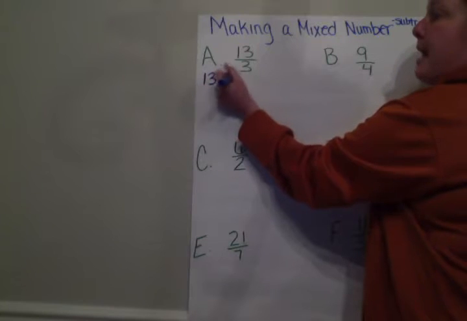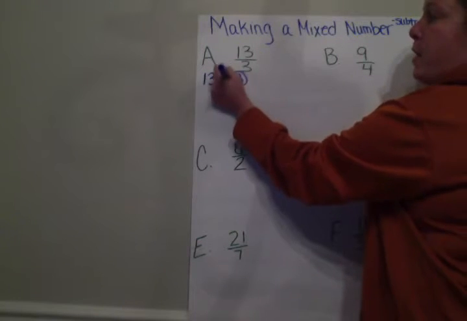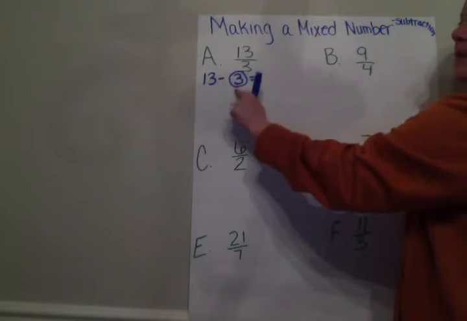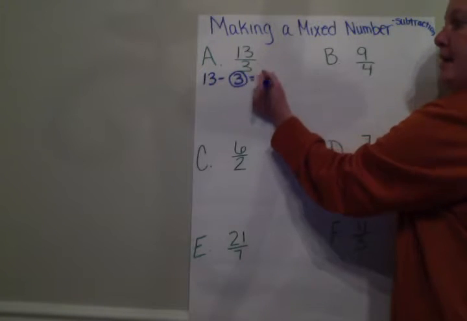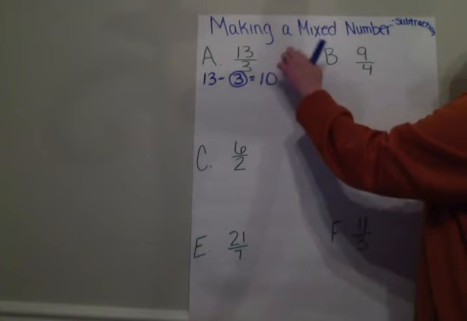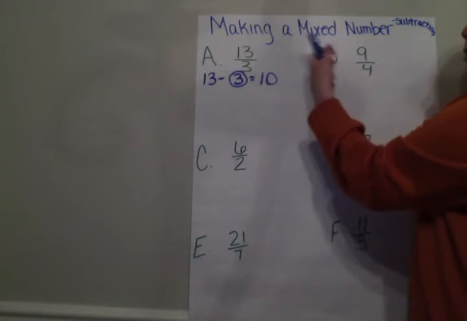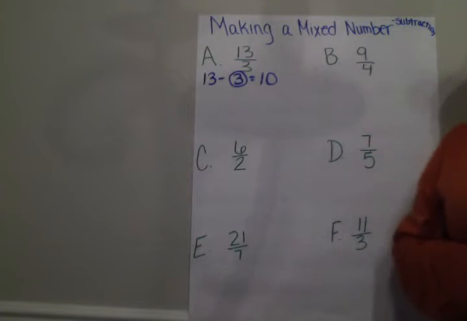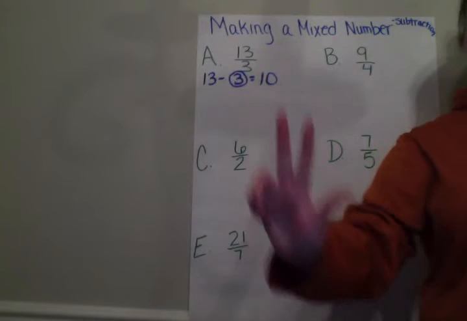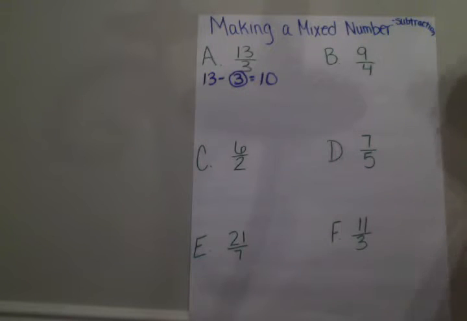So 13 minus 3. There's one group. I know 13 minus 3 is going to give me 10. If you are not sure, you can make your tally marks over here and then start crossing them out. You can also count backwards. You can go 13, 12, 11, 10. That would get you there.